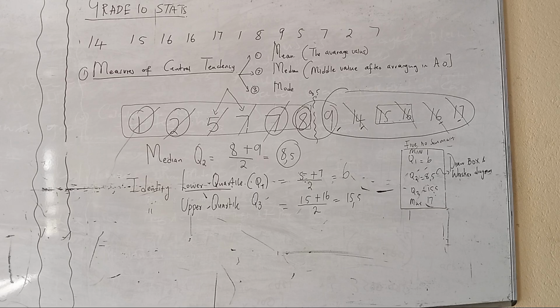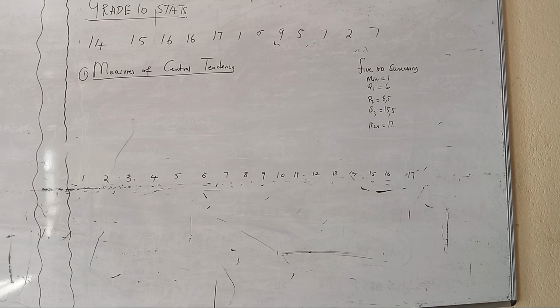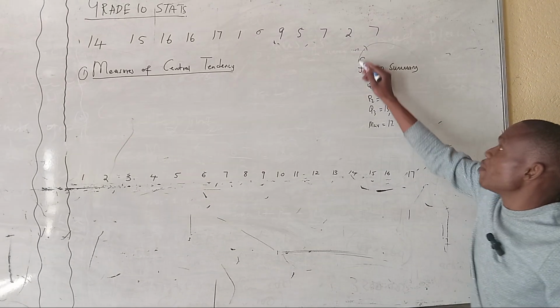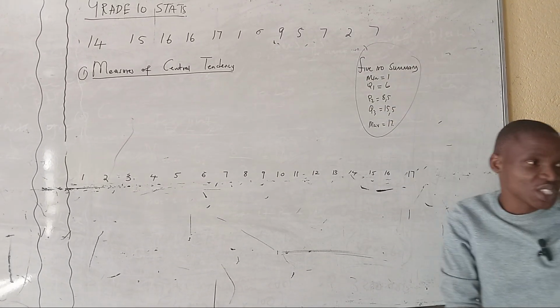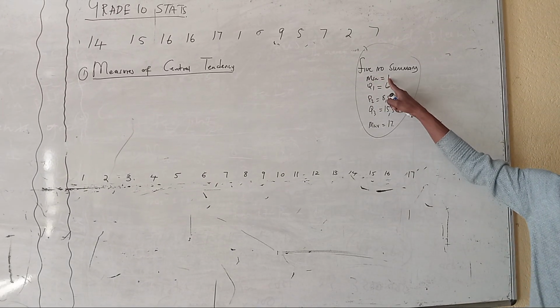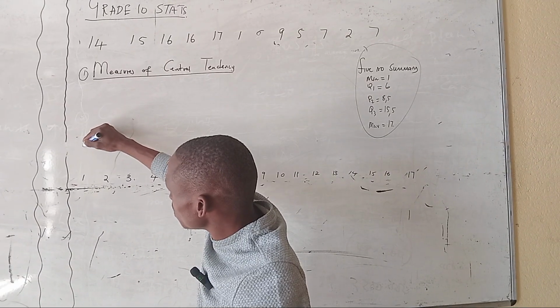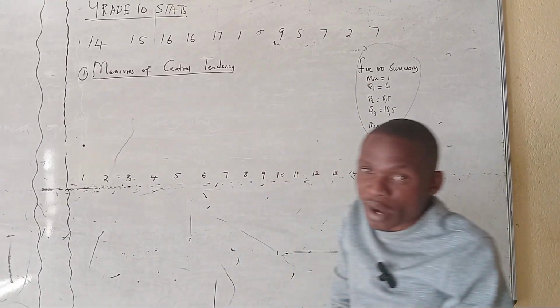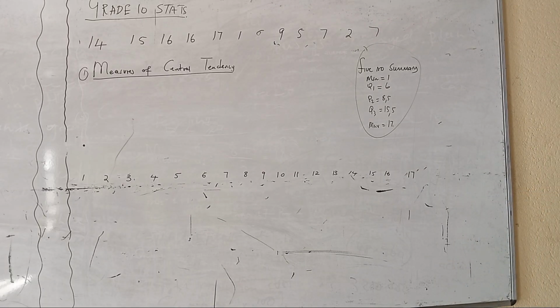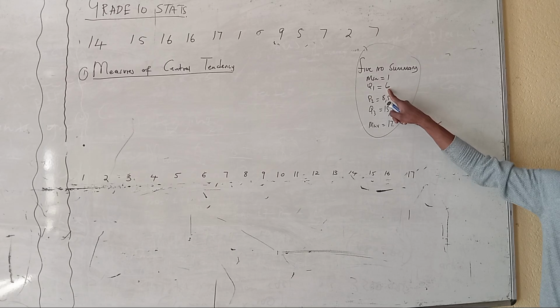Let me give you a few minutes to draw the box and whisker diagram. Okay, so we are using the 5-number summary to draw the box and whisker diagram. The minimum value is 1, so on top of 1, you put a dot. That's our minimum value.